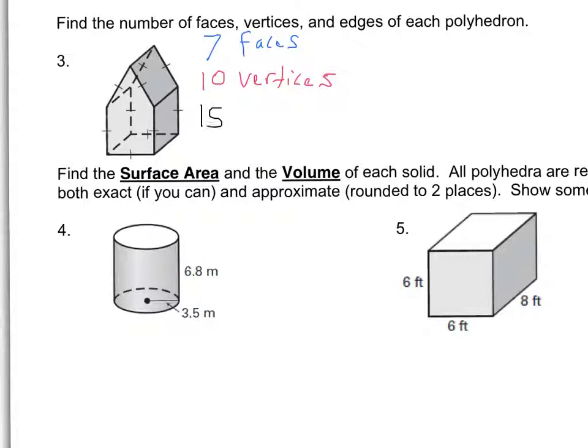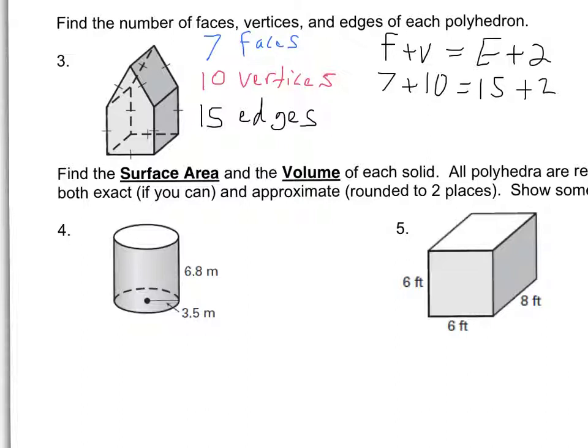So 15 edges. Now that's all you need to do to answer the question, but if I were doing this, I would make sure it checks out with Euler's theorem. Euler's theorem says that the number of faces plus the number of vertices should equal the number of edges plus 2. So let's just plug those numbers in there. 7 faces, 10 vertices, 15 edges, and does that equal out? Let's see, we get 17 and 17. Yeah, so that works out. That should make you pretty confident that you counted correctly.